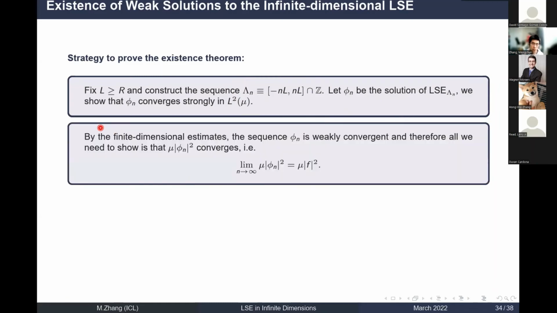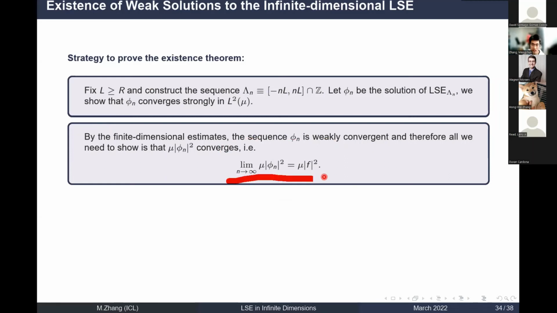And since we already have those finite dimensional estimates I showed you before, the gradient bounds, entropy bounds, mass energy conservation, and also the finite speed propagation of information. By all those finite dimensional estimates, we can show that phi n is weakly compact, and therefore weakly convergent. Because in Hilbert space, weak convergence plus norm convergence equals strong convergence, all the missing pieces here is this norm convergence.